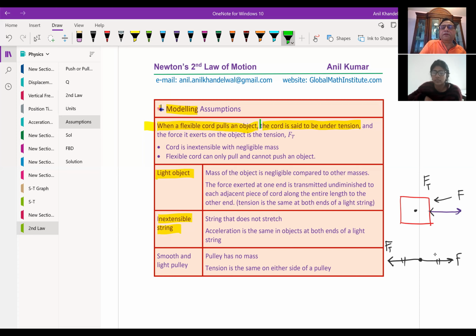That is to say, the cord is said to be under tension. And yes, sorry. Is the force?